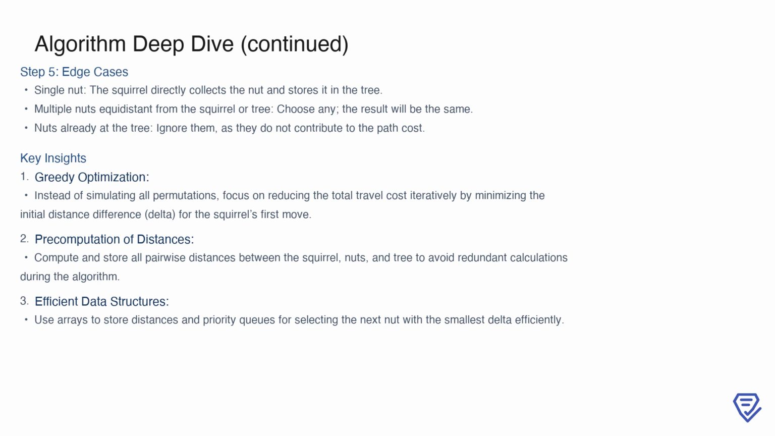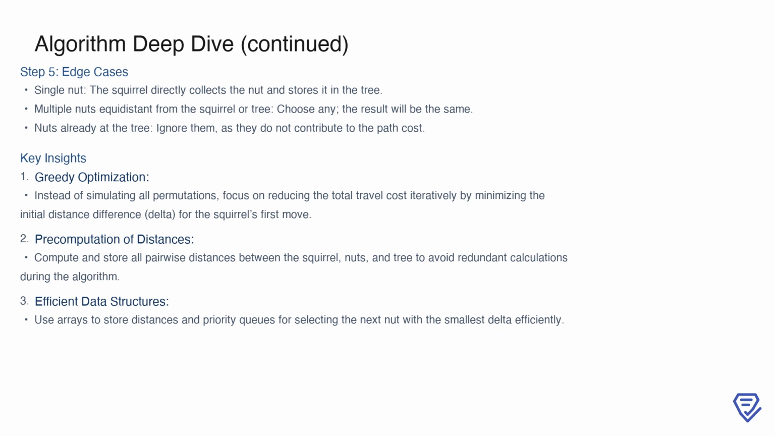When designing an algorithm, it's important to consider edge cases. For instance, if there's only one nut, the squirrel simply collects it and delivers it to the tree directly. If multiple nuts are equidistant from the squirrel or the tree, it doesn't matter which one is chosen first, as the result will be the same. Additionally, if any nuts are already at the tree, they can be ignored, as they do not contribute to the path cost. These scenarios highlight the importance of adapting the algorithm to handle special situations effectively.